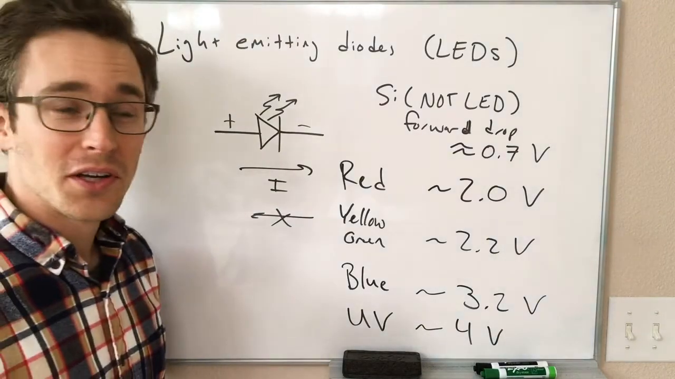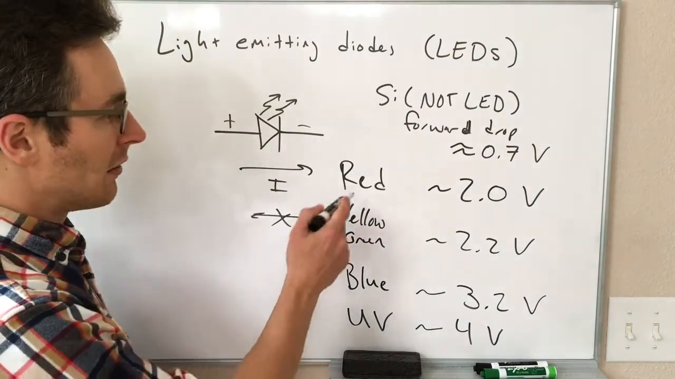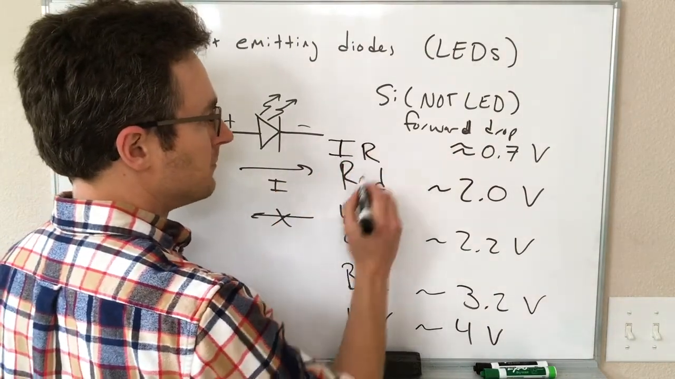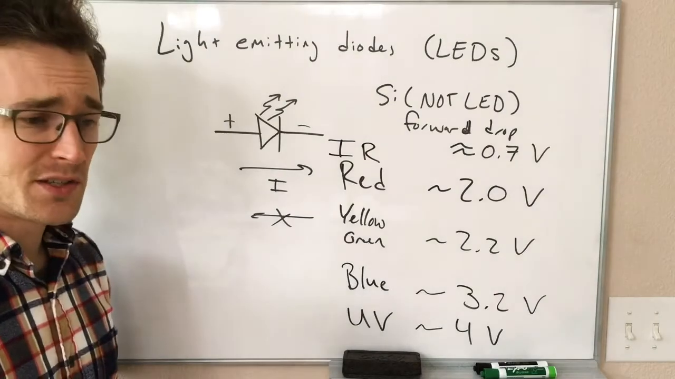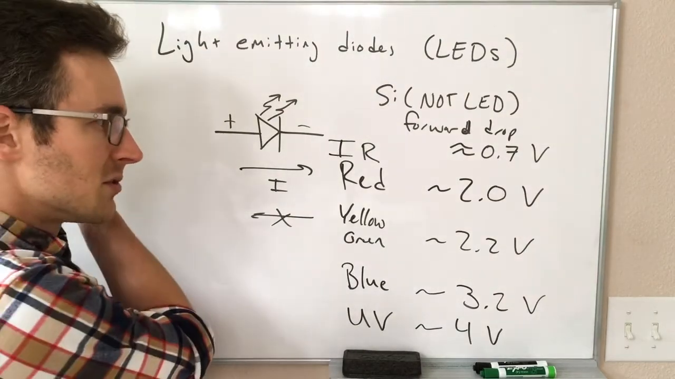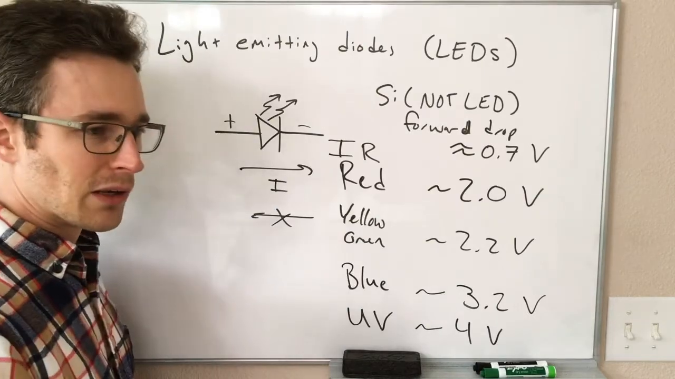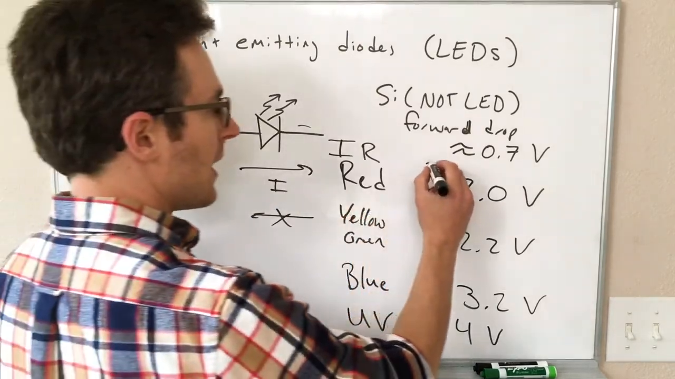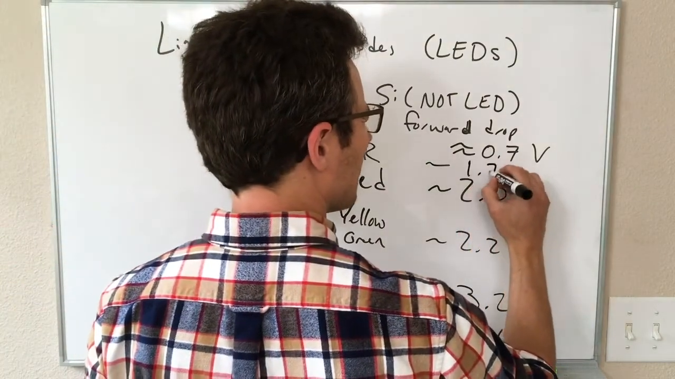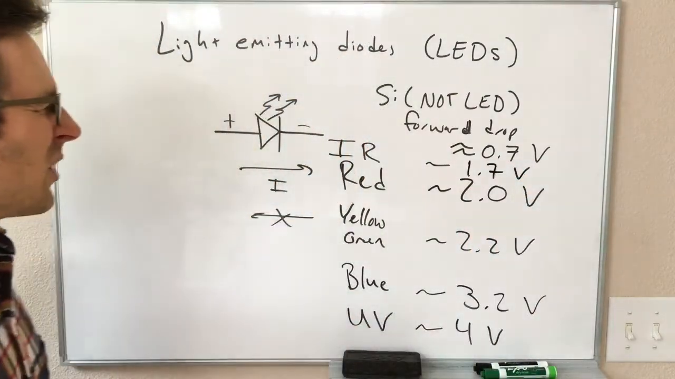We also can have light with less energy than the red, that is infrared. So you can buy infrared LEDs that emit light that you cannot see also, but is a longer wavelength with less energy than red light. And these are going to have a band gap of less than 2 volts, maybe 1.7 volts is what I have on this source.